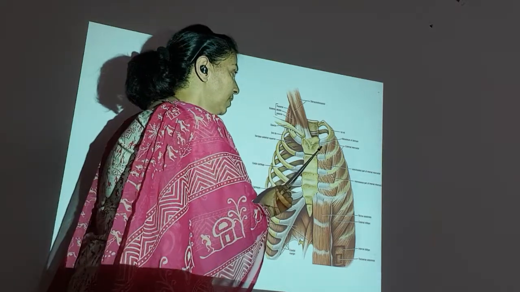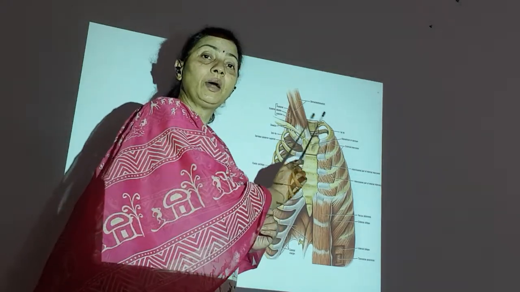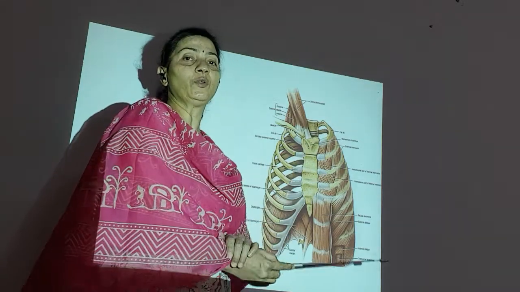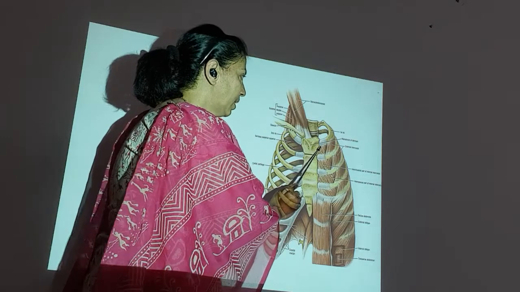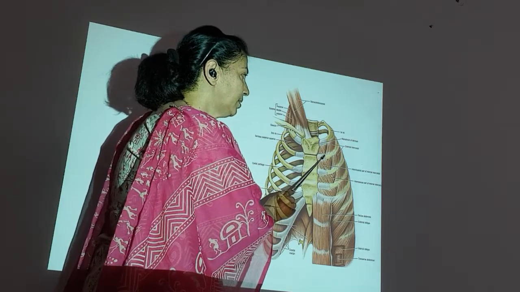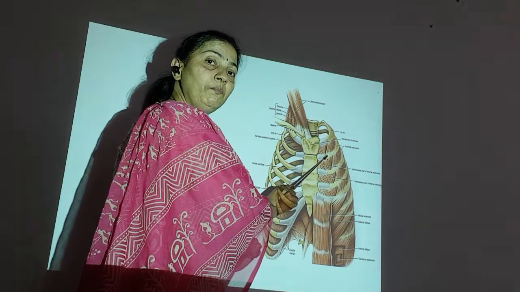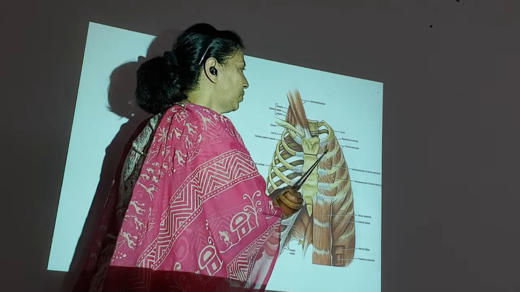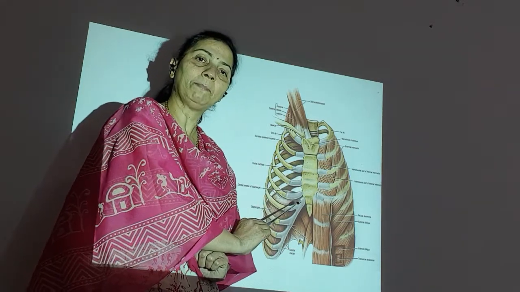So this is taken from the lower border, origin from the lower border of the rib above it, but from the inner surface of the lower border of that rib. Okay? And it will insert again on the inner surface of the upper border of the rib below it. So this is totally in contrast with the external intercostal muscle.